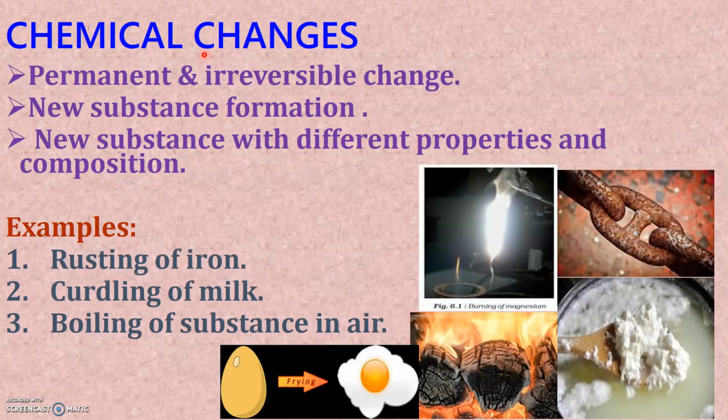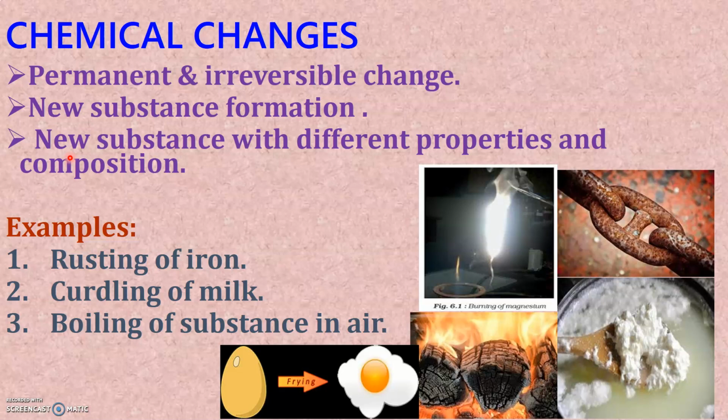Next, let us see chemical changes. Just opposite to physical change, a chemical change is permanent and also irreversible. In this case, there is new substance formation. Also, the new substance that is formed will have different properties and composition compared to the original substance.